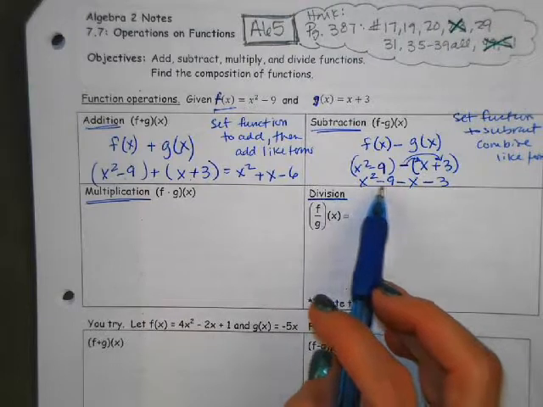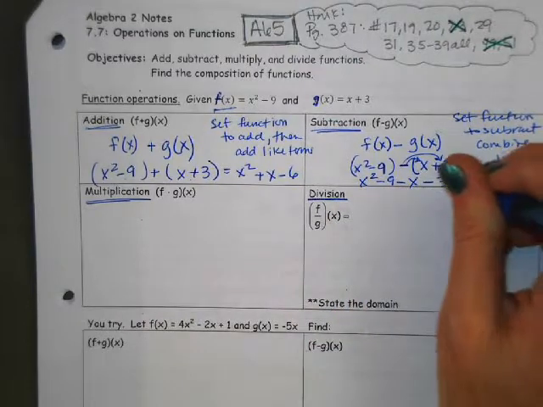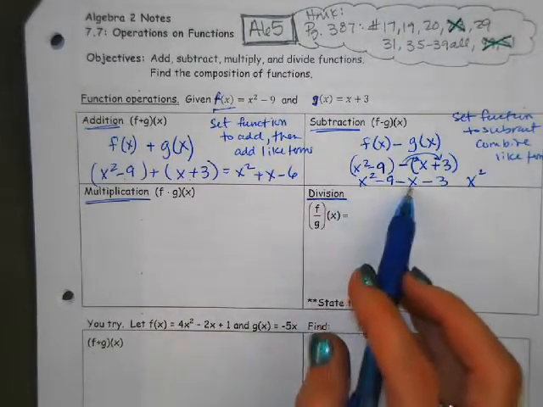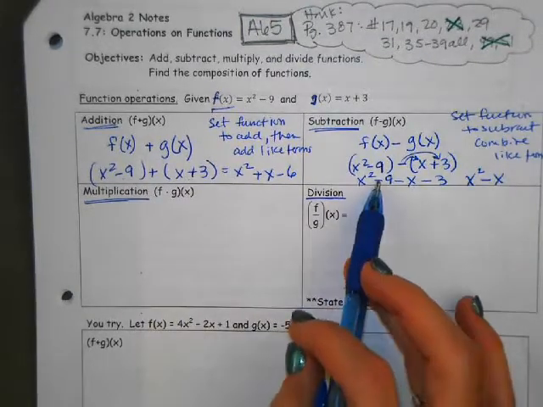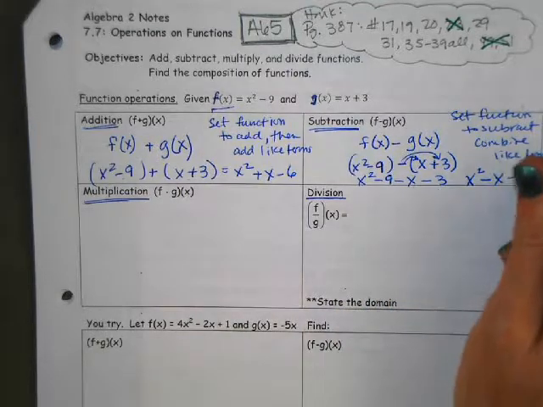Right? So then I have x squared. I don't have any more x squares, so I just write that. I go to my next term, which is just x. I don't have any more of those, so I just do minus x. And I have a negative 9 and a negative 3, so that's minus 12.